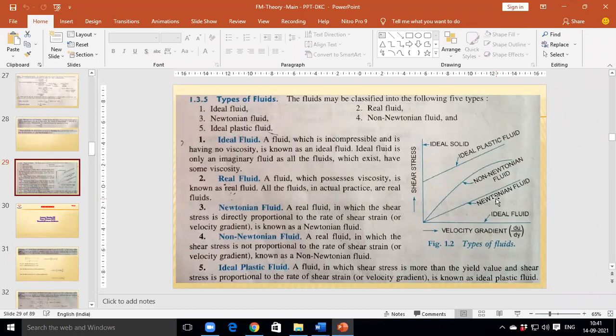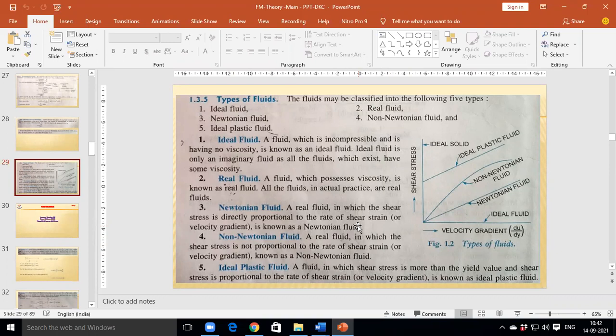Understood? What is a Newtonian fluid? That type of fluid follows Newton's law of viscosity. The fluid that obeys Newton's law of viscosity is called a Newtonian fluid. In a real fluid, if the shear stress is directly proportional to the rate of shear strain or velocity gradient, it is called a Newtonian fluid. Here one more name is coming, shear strain, an alternative name for the velocity gradient.